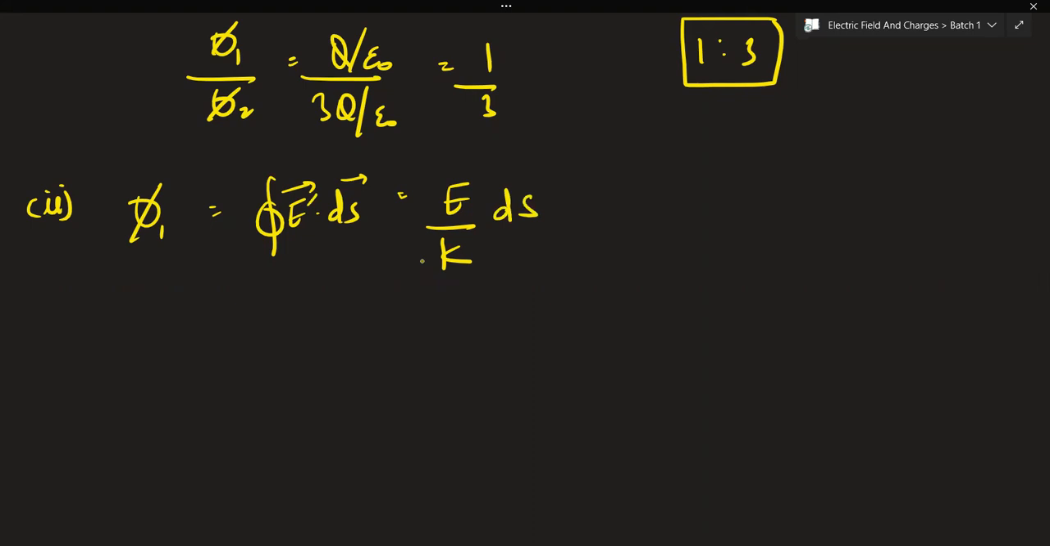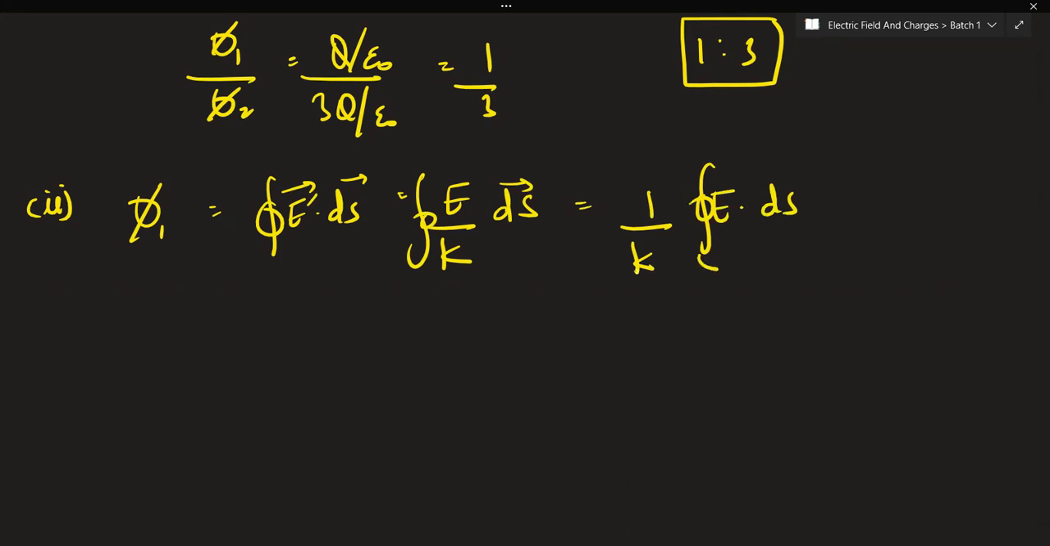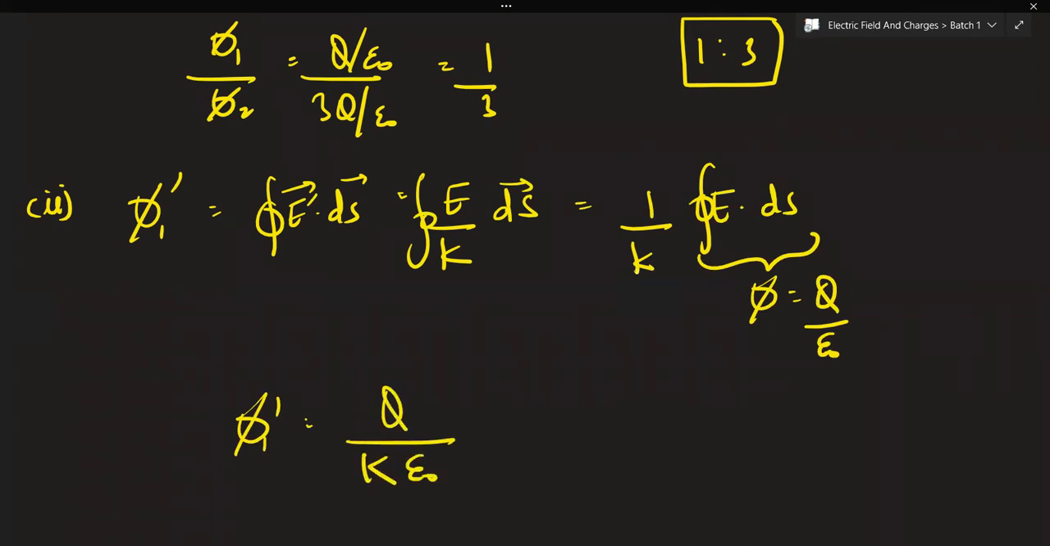And then the integral of dS, the closed integral of it. See, 1 by K will be taken common, and you are left with the closed integral of E dot dS. E dot dS is simple Gauss theorem, which says Q by epsilon naught. Make this also phi dash. So the final answer for phi dash will be Q by epsilon naught K.